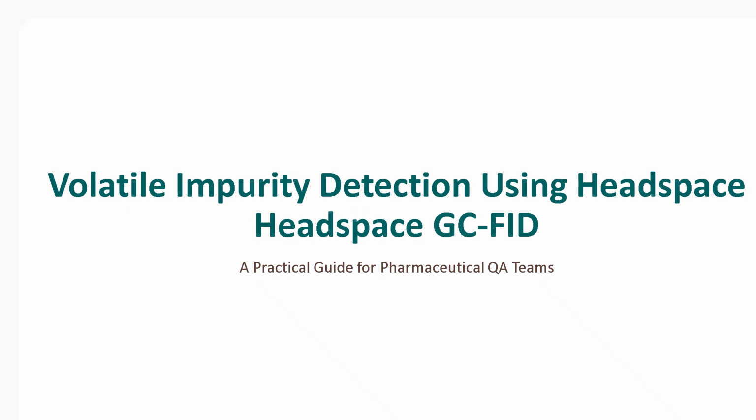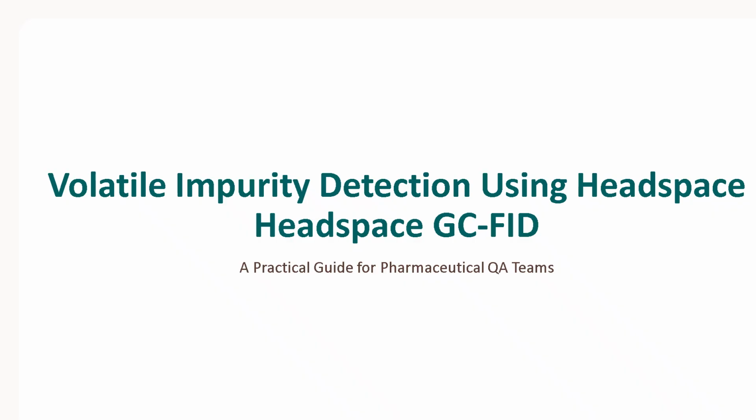Before any pharmaceutical product reaches a patient, there's one silent risk we must control: volatile impurities. They're invisible, they evaporate easily, and they often go unnoticed. Yet even tiny amounts can impact safety, stability, and compliance.